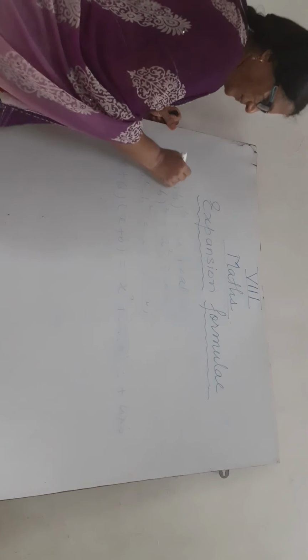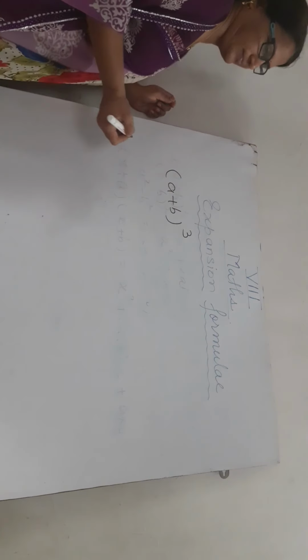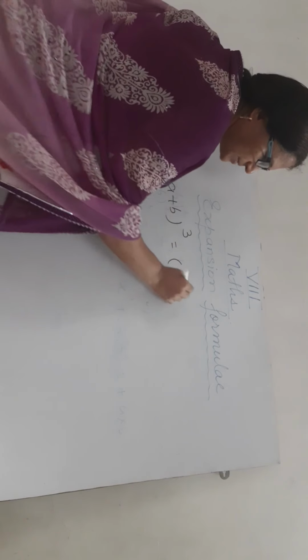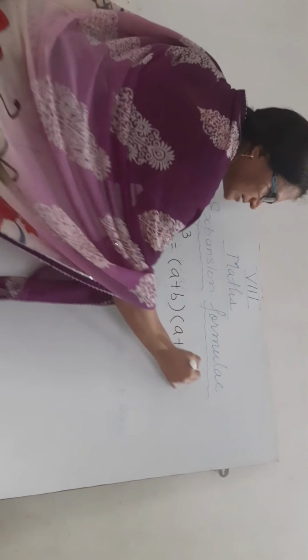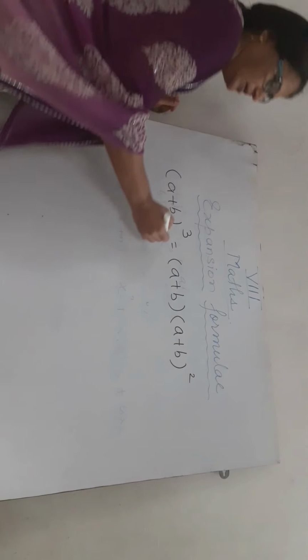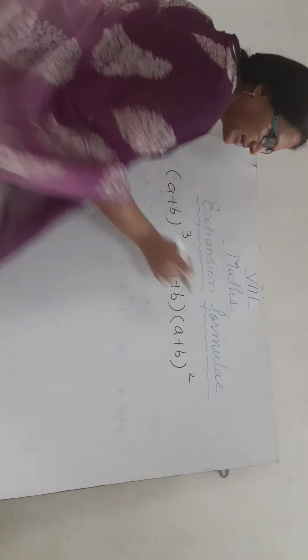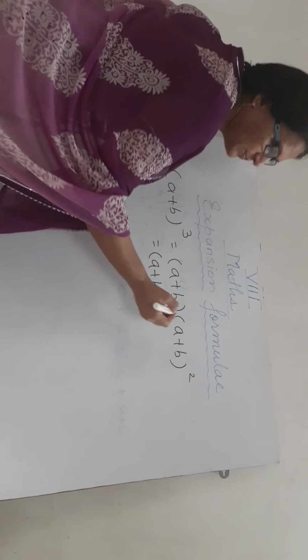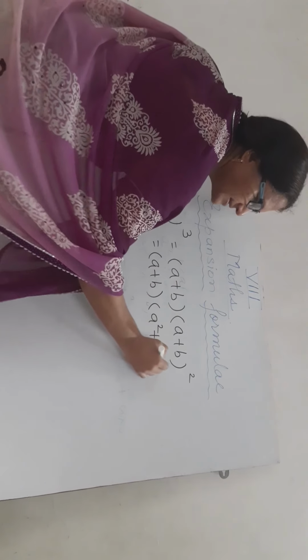How to expand (a plus b) whole cube? (a plus b) whole cube means a plus b multiplied by, in the second bracket, (a plus b) square. Okay, now I taught you the expansion of (a plus b) whole square, so write that formula. What is (a plus b) whole square? a square plus twice ab plus b square.